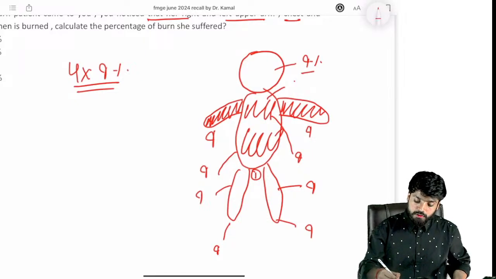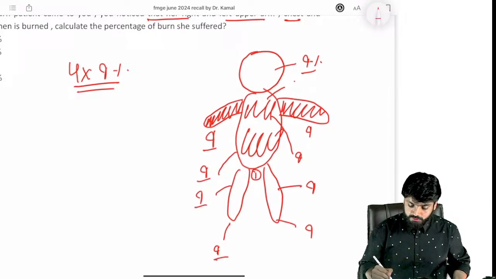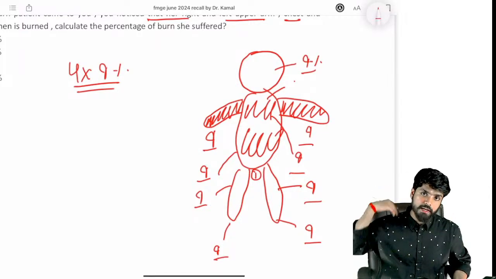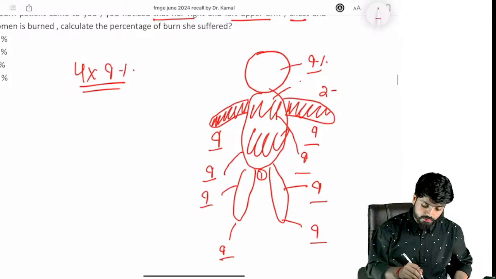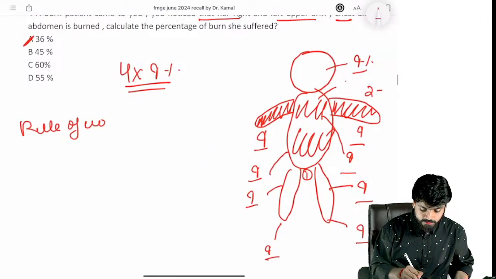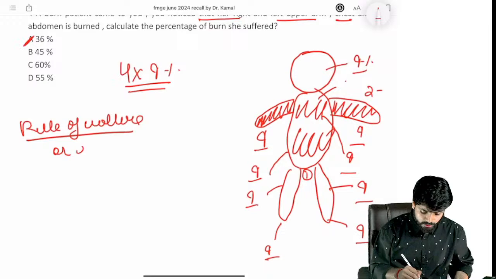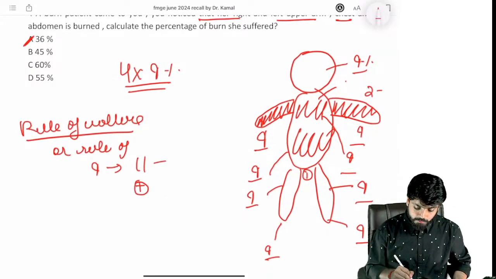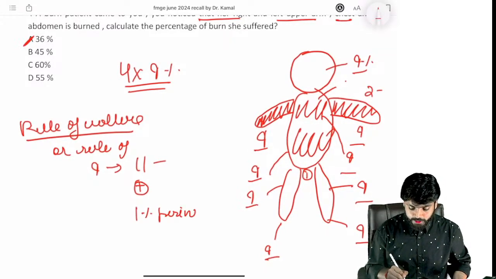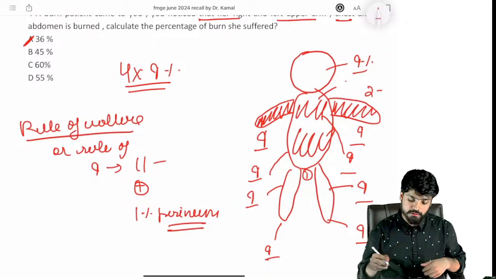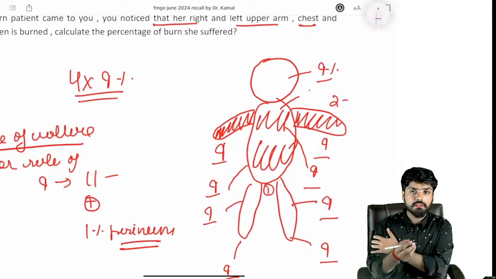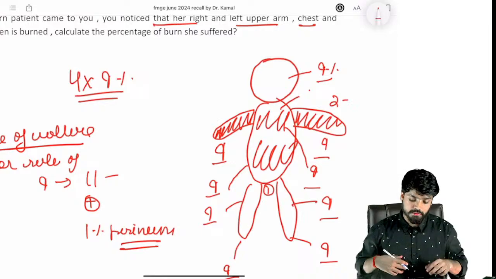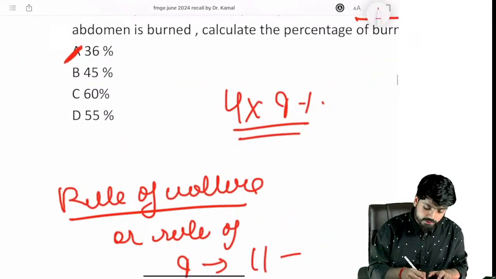So if you count in total 1, 2, 3, 4, 5, 6, 7, 8, 9, and on the back side also the upper back and the lower back will have 2 more 9. So in total we have the rule of Wallace or rule of 9 is having 11 nines in total plus 1% of perineum. So that's how we divided this. So according to this, the right upper arm is 9%, the left upper arm is 9%, upper chest is 9 and lower abdomen is 9%. So 4 nines are there. So that's why we have 36% in the answer.